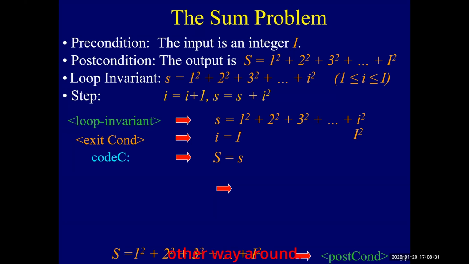Well, I do it the other way around. I set the value of capital S to be little s, and then we got what we need. Does that make sense? I'm trying to turn the loop invariant into the post condition. And the things I have at my disposal are the exit condition and the code at the end. Does that make sense?